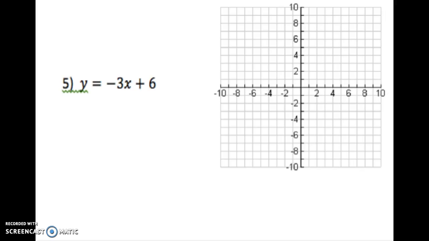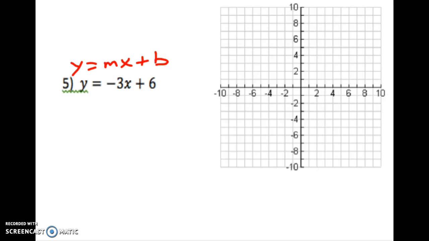We will now be continuing our Algebra 2 Unit 2 test review. We're looking at problems 5 through 8 where we are graphing lines. Problem number 5 starts off in slope-intercept form, commonly known as the y equals mx plus b form.